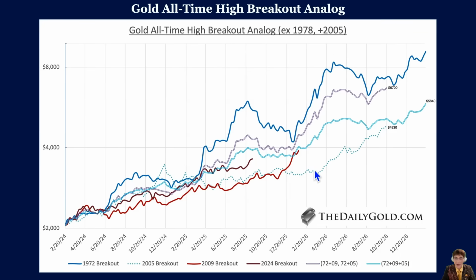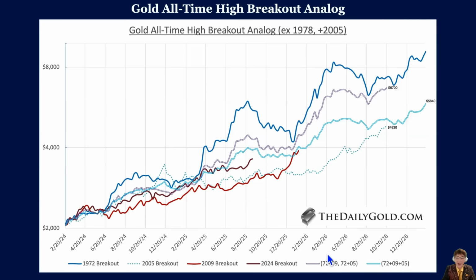So I added 2005, and you can see here, and I've constructed a couple different averages. So this one right here is an average of all three, 72, 2009, 2005. And the average of those three, that stops at 6,000 in early 2027. So this is close to 6,000 about 18 months from now.